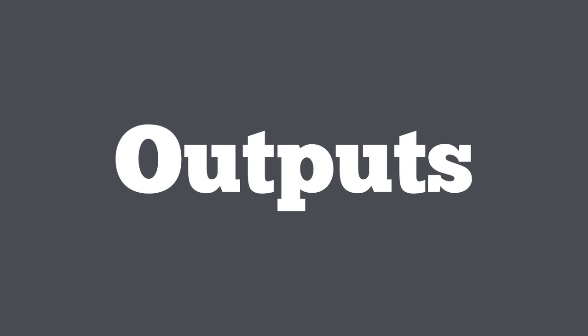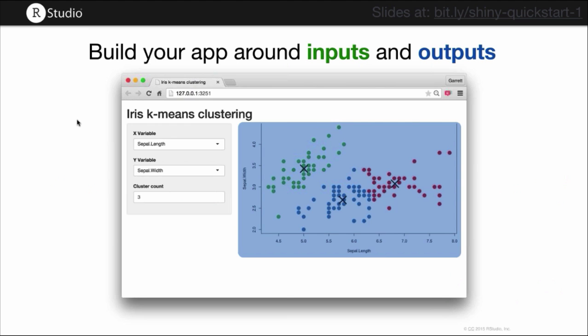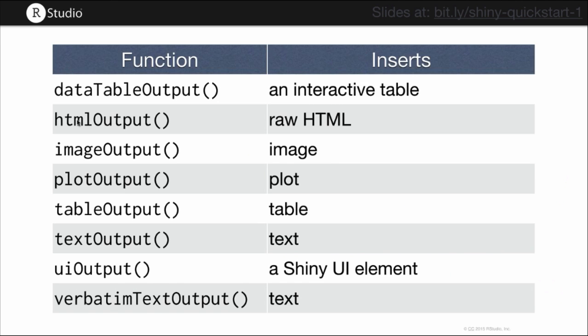Now let's look at outputs. These are things like plots, tables, text, the things you make with R. Shiny provides a second family of functions, which I call output functions because they all end in output, that place into your app different types of output. So there's a dedicated output function that places plots in your app, a dedicated function that places tables, one that places text, and so on. Here's the complete list of output functions.